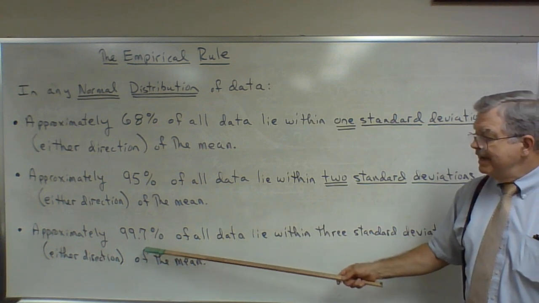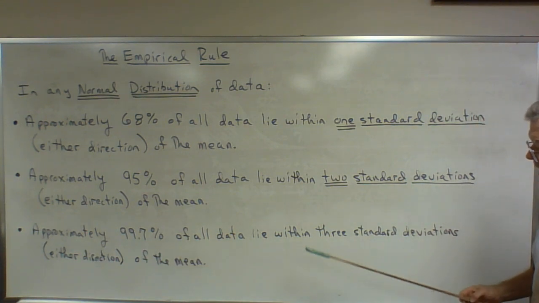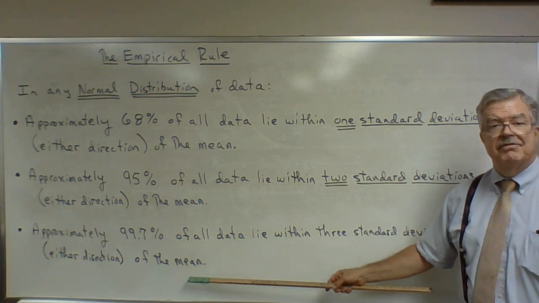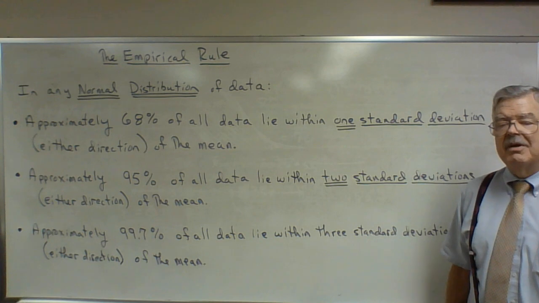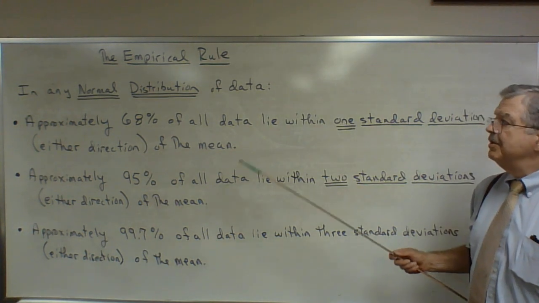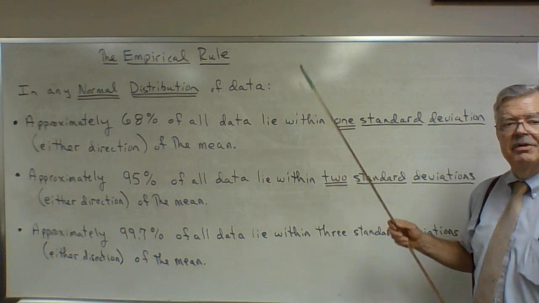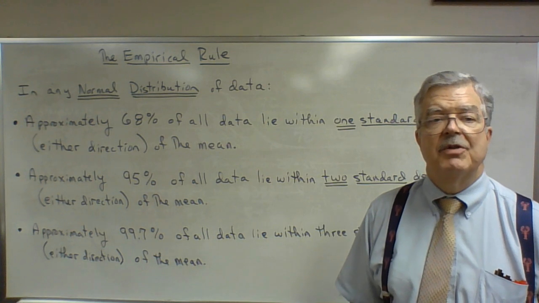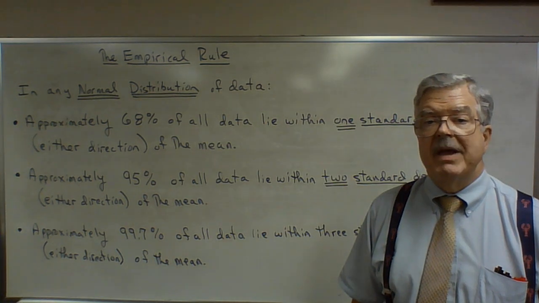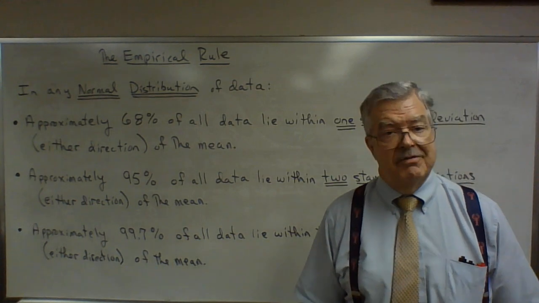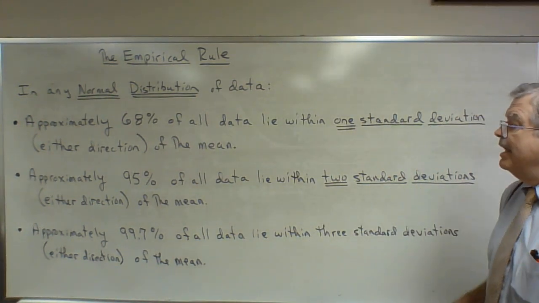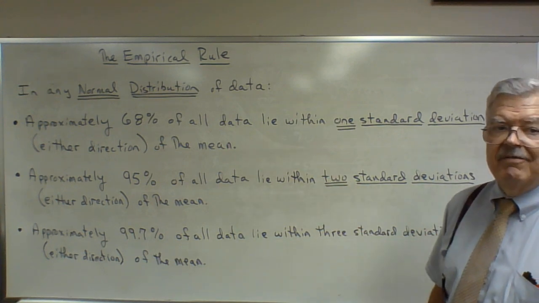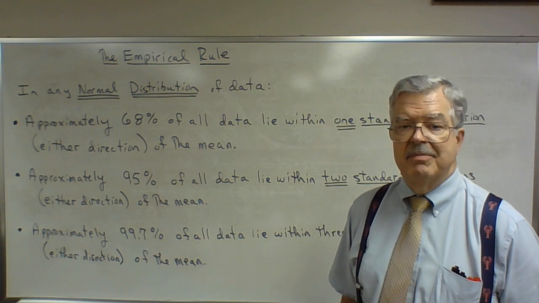And approximately 99.7% of all data will lie within 3 standard deviations, either direction of the mean. Sometimes we use the empirical rule just to make quick inferences about a population that's normally distributed. Or we may have a population and we're not sure if it's normally distributed or not, and we might see if the population has these characteristics. If it does, we can be pretty sure it's normally distributed.